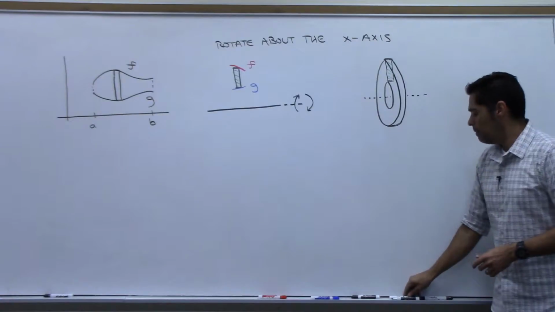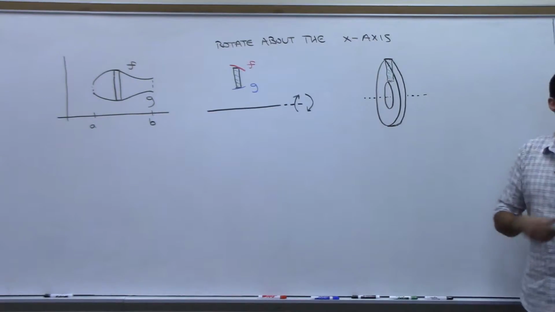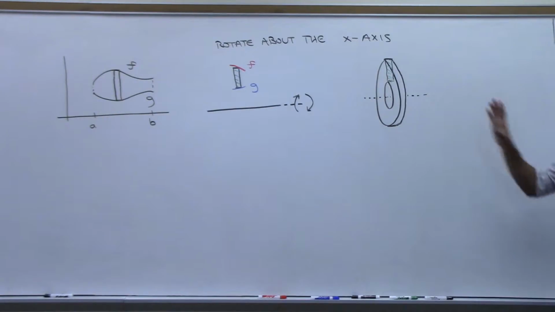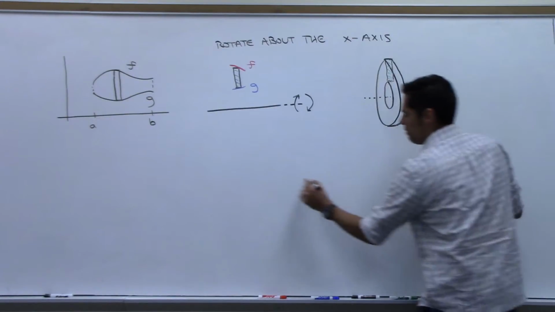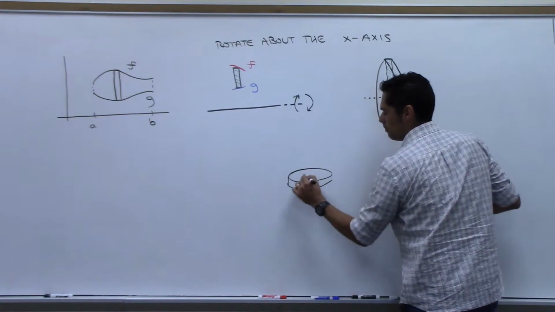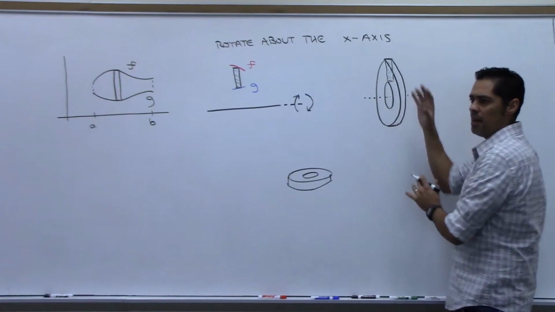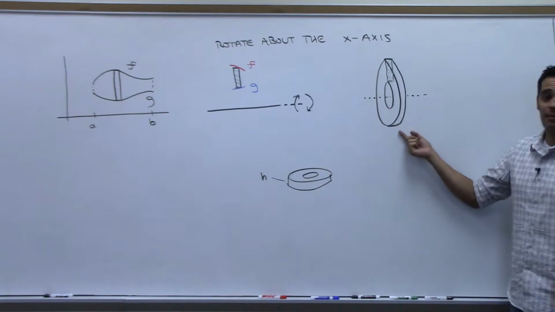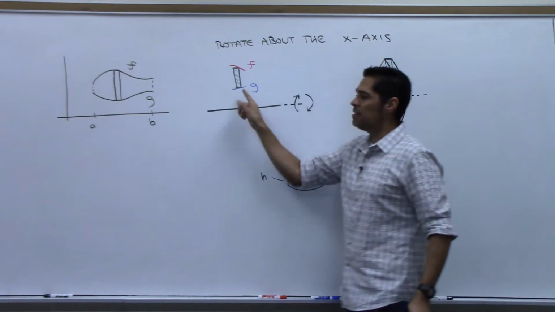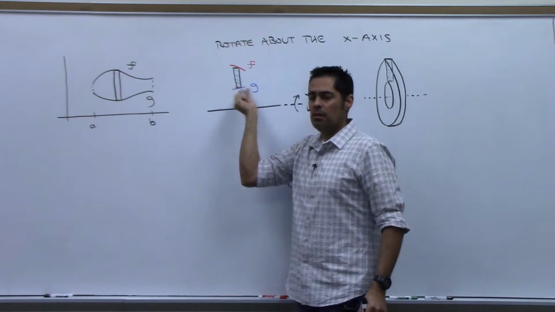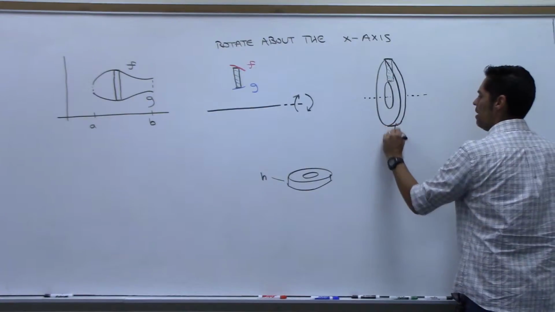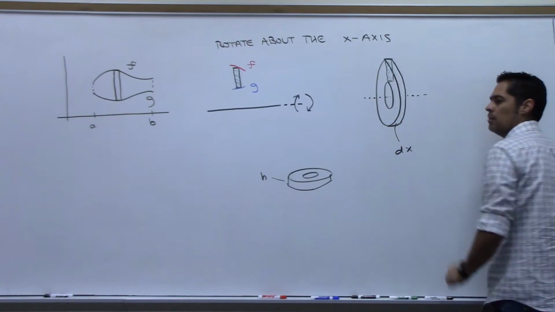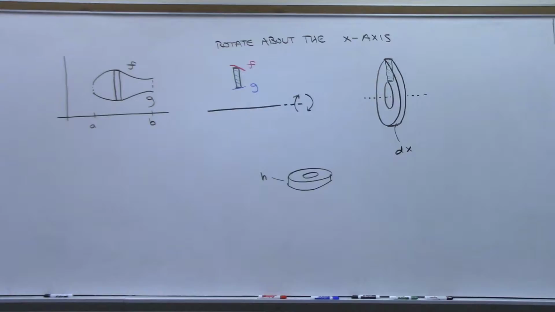Okay, let's talk about those pieces. Let's start with the height. But I've turned it sideways, right? Instead of like this, it's turned sideways. So what's the height for us? dx, right? Wasn't dx the width of the rectangle? Okay, so I know that this right here is dx. Then I need the inner radius and the outer radius.